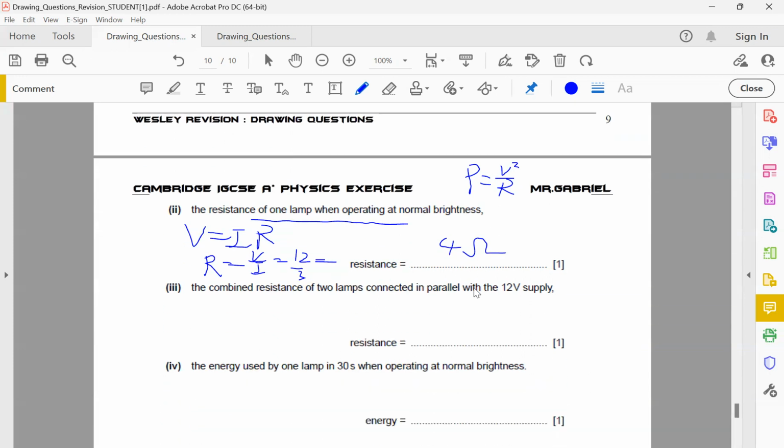Then they said that the combined resistance of 2 lamps when connected in parallel. If they're connected in parallel, the combined resistance is 1 over 4 plus 1 over 4. And then it becomes 2 over 4. But is this the final answer? You must flip it, which is 4 over 2, 2 ohms, because this will be 1 over RT. And you're going to get 2 ohms at the end of the day.